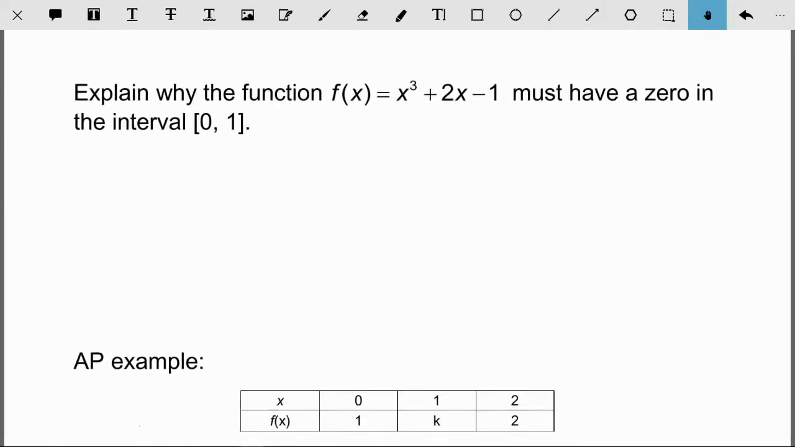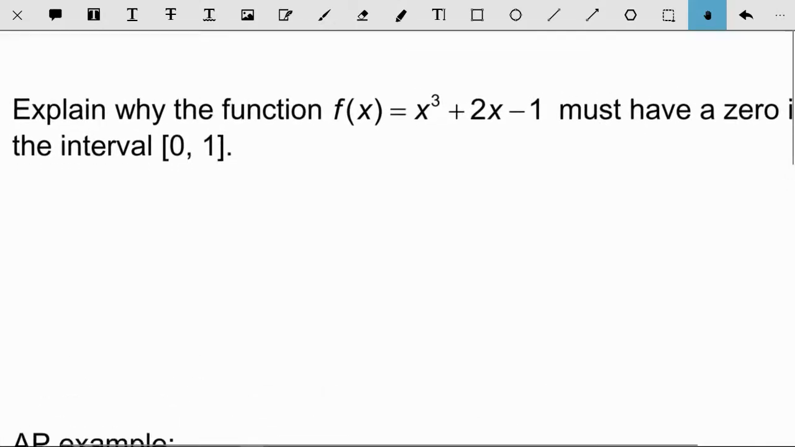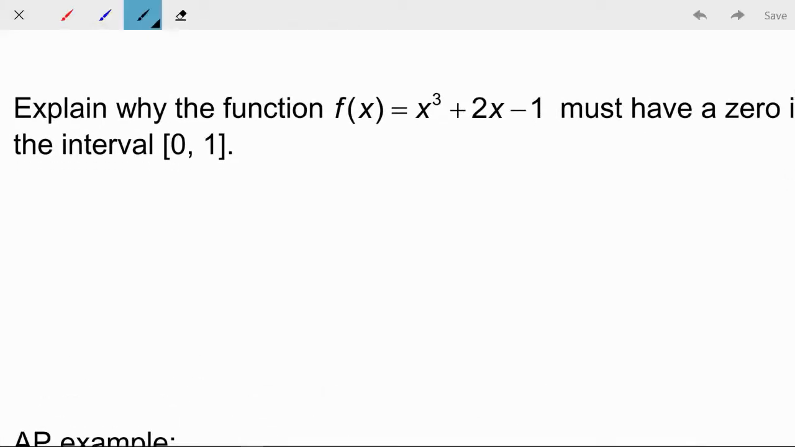Now, the key to this all is, even though you don't have to memorize the name of the intermediate value theorem, you have to memorize what it says. So like I said before, it's important to know what it says. So I'm going to show you here how we can justify when we use this. This problem says, explain why the function x cubed plus 2x minus 1 must have a 0 in the interval from 0 to 1.